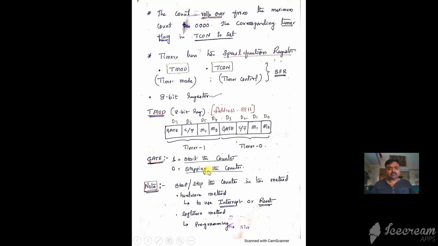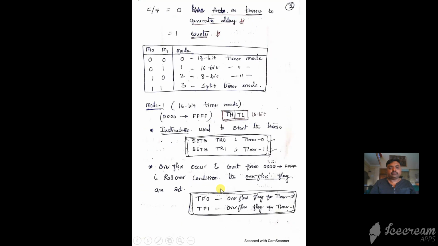This is controlled by interrupts, that is through hardware. If you are going to start the counter through hardware, we use the interrupt or the reset method, or if you use the software method, we write the program to set or reset. Next one is C bar T bar. Whenever it is 0, the timer is enabled, which means timers are used to generate a delay. Whenever it is 1, it acts as a counter. Remember, this is very important: C bar T bar equal to 0 generates the delay, and equal to 1 acts as a counter.